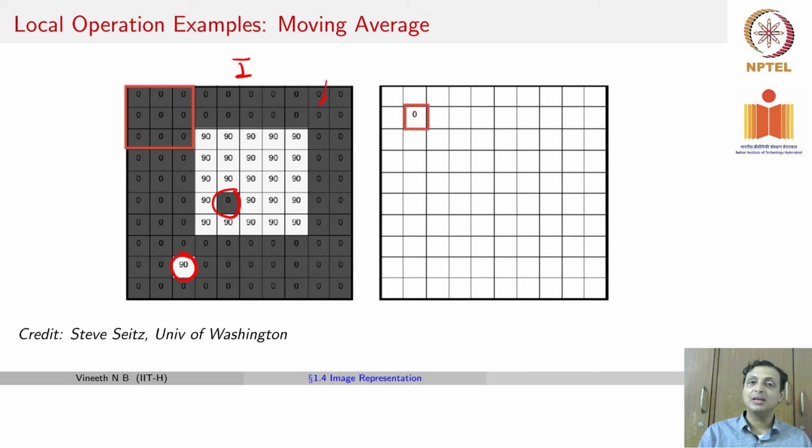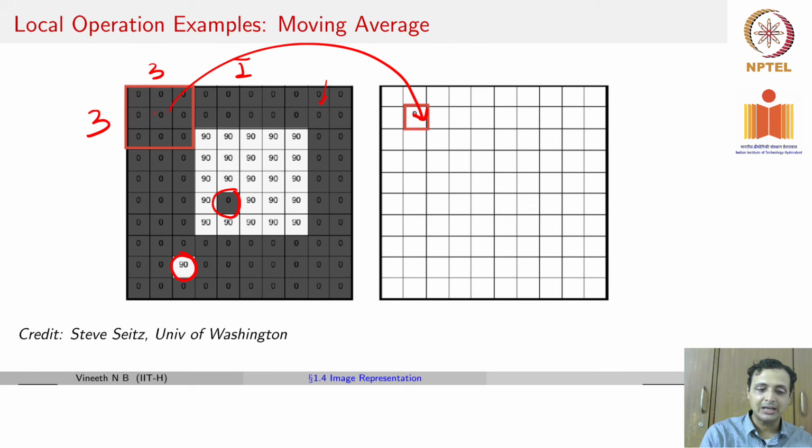So the way we're going to remove them is to consider a moving average. So you take a 3 cross 3 window, need not be 3 cross 3 all the time, it could be a different size. But for the moment, we're going to take a 3 cross 3 and simply take the average of the pixels in that particular region. So the average here turns out to be 0. So you fill it at the center location of that box.